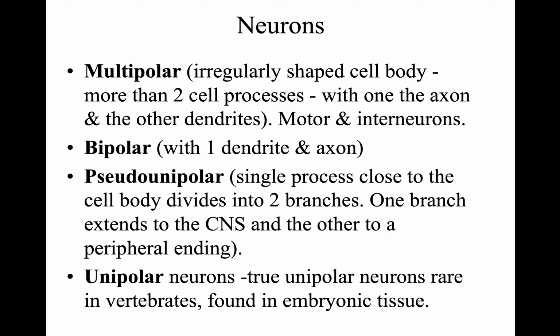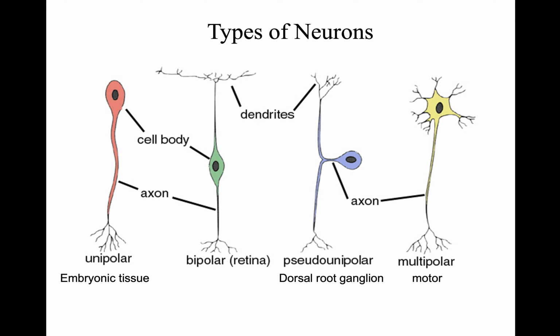As I said, based on the number of the processes, we could have multipolar, bipolar, pseudo-unipolar, or unipolar. For this one here, the bipolar, you can see we have one axon and one dendrite. But if it has one axon and multiple dendrites, we call it multipolar. If we have one axon without dendrites, we call this type unipolar, and it is only found in the embryonic tissue. We could not find it in the adult tissue.